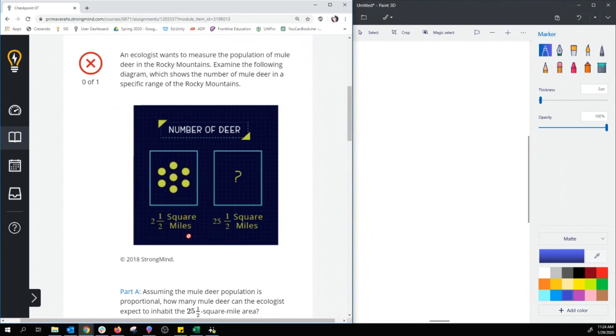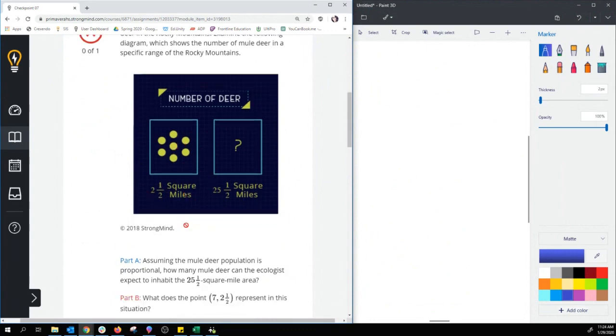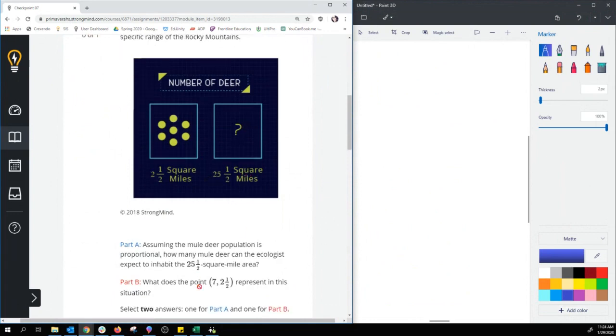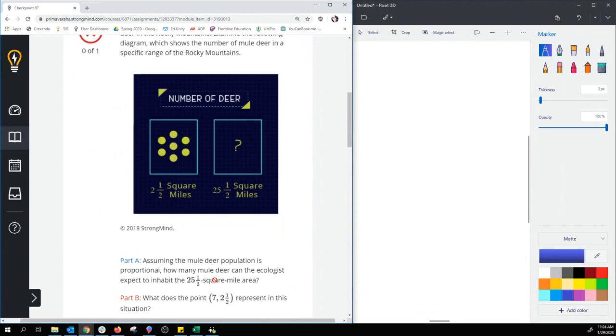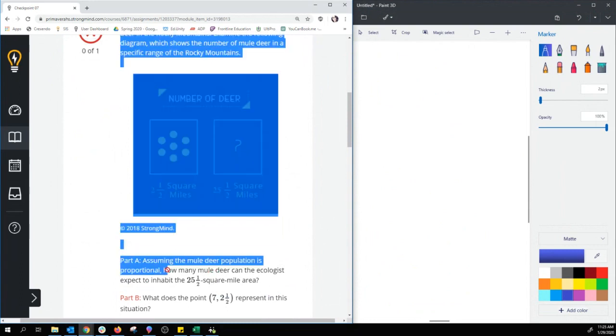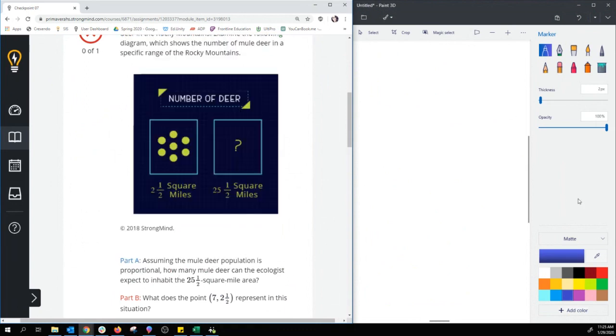You want to use a pair that you're given. So here it looks like we have 1, 2, 3, 4, 5, 6, 7 deer. We had that in a total of 2.5 square miles. We don't know how many for 25.5 square miles. Part A says, assuming the mule deer population is proportional, how many mule deer can the ecologist expect to inhabit the 25.5 square mile area? So we're going to set up a proportion here because it says that the relationship is proportional. And a proportion is two fractions that are equal to each other.